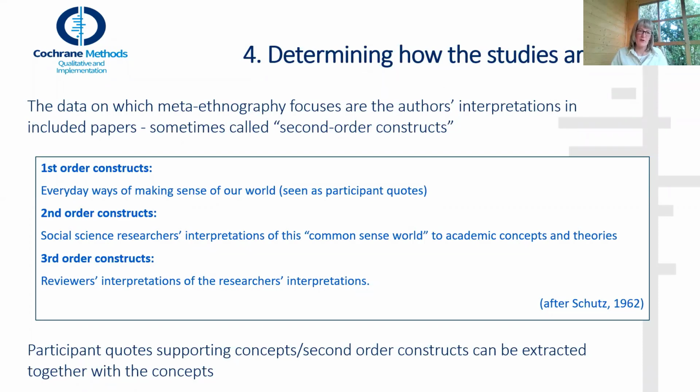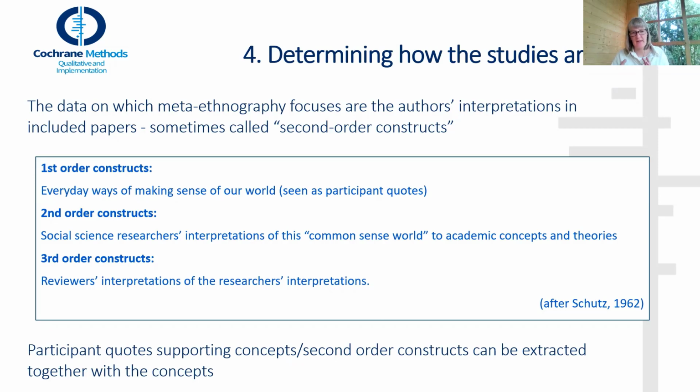The second order constructs, we've put here social science, are researchers' interpretations of what we call this common sense world. So our interpretations as researchers of what people have said about their world, and they get interpreted into academic concepts and theories. And then the third order constructs are what we do as a reviewer if we go to a higher level interpretation of the researcher's interpretation. So it's moving away from the primary participant quotes right up to the level of interpretation.